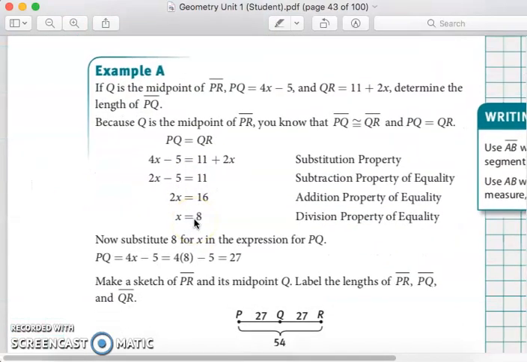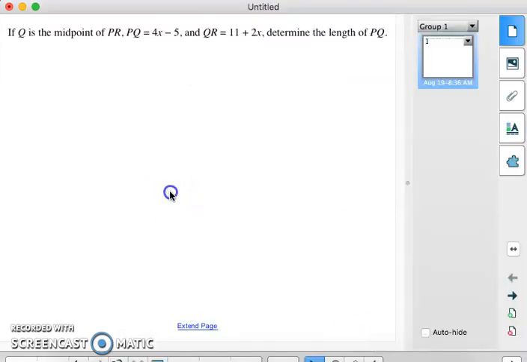So if Q is the midpoint of PR, PQ equals 4x minus 5, and QR equals 11 plus 2x, determine the length of PQ. All right, so I'm going to do this over here where we've got some space to write.